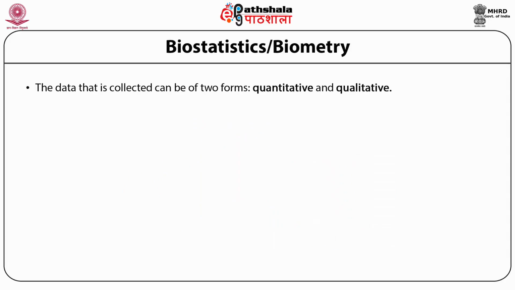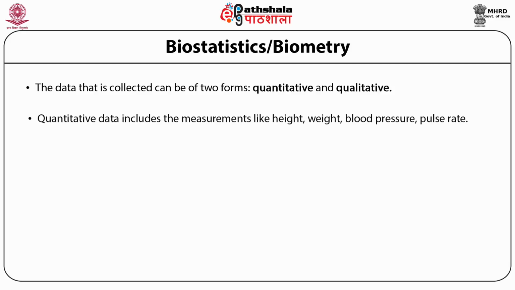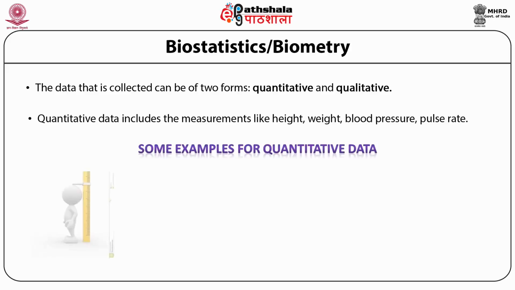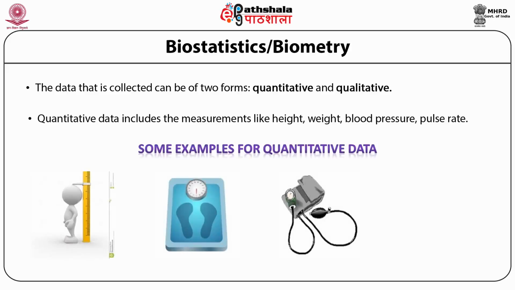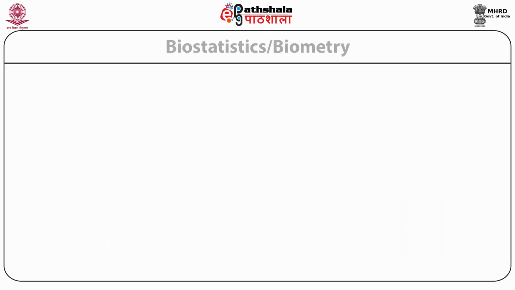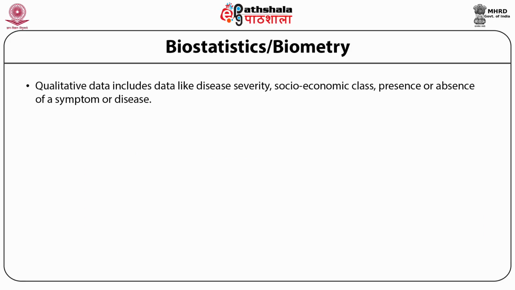Now, the data which we collect from our fieldwork can be in two forms. It can be either quantitative or qualitative. The quantitative data includes the measurements. Examples of quantitative data are height, weight, blood pressure, and pulse rate. These have a proper unit and thus they are called quantitative data. The qualitative data, on the other hand, includes data like disease severity, the socioeconomic class, presence or absence of disease.